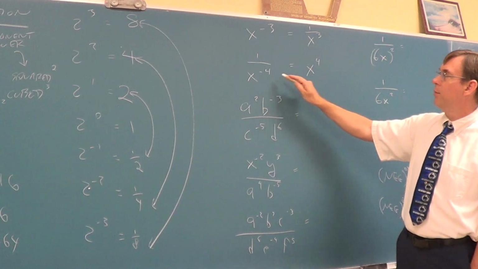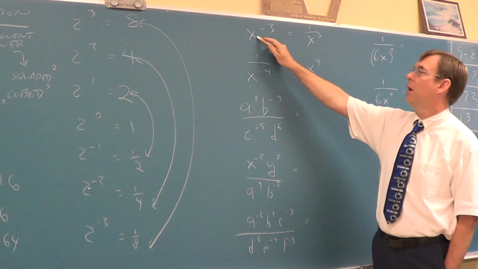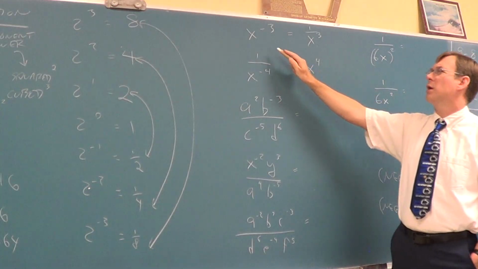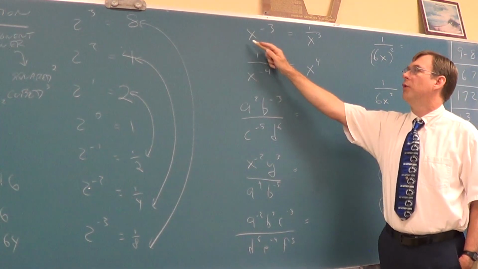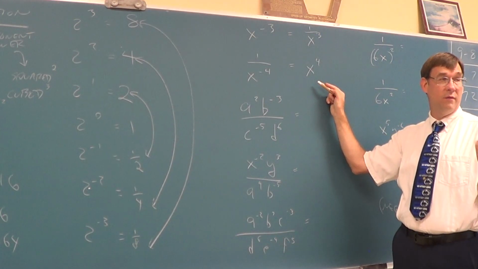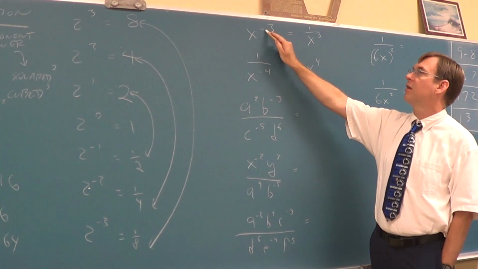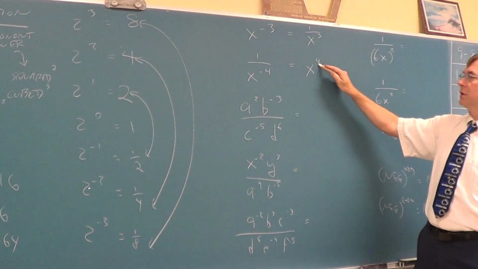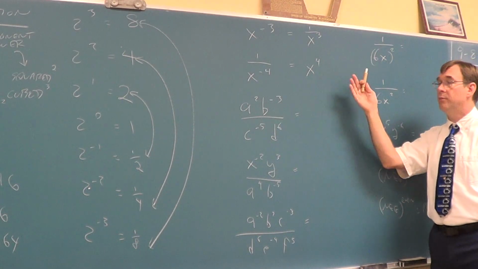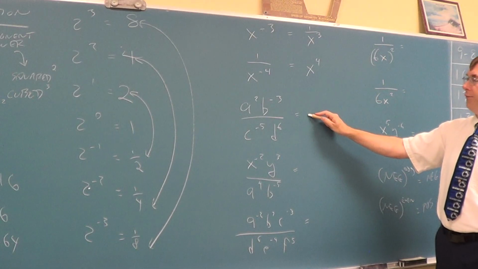Things that were on the bottom move to the top. Things that are on the top move to the bottom. If you argue with me that these aren't on the tops, I would counter-argue that they are on the tops of invisible ones. So a negative power on the top moves to the bottom. A negative power on the bottom moves to the top. They're just going to change their signs as they go.